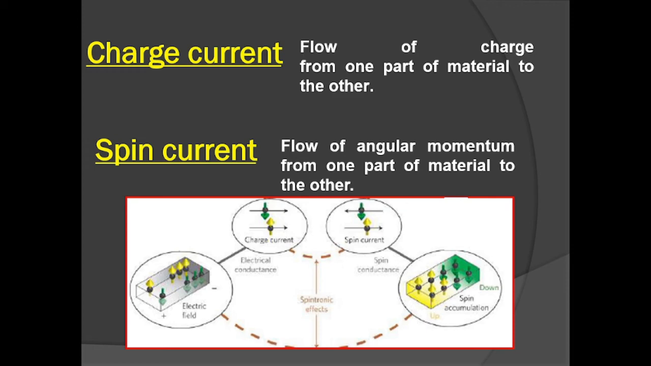While spin current will be a new definition to you, because in this there is flow of angular momentum from one part of the material to another. Flow of angular momentum means either the spin up electrons are going from one part to the other, or the spin down electrons are going from one part to the other.